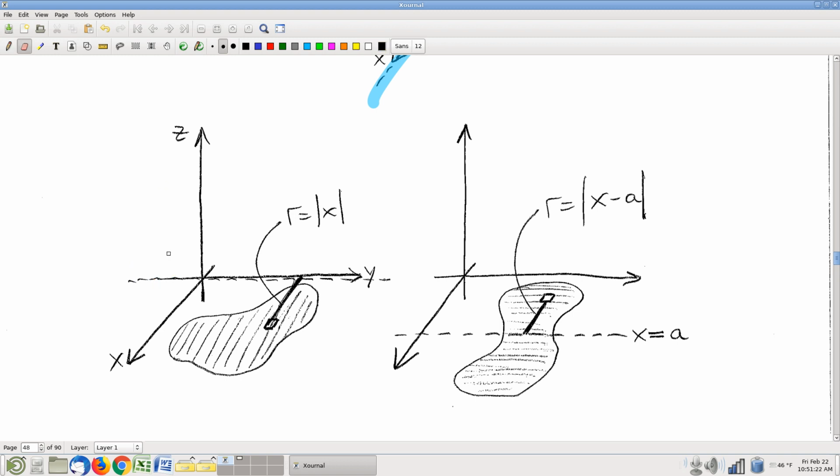What you have to do is draw a picture every time, look at the picture, and infer what is my generic formula from a point on that region to the axis that I'm rotating around in this case. You just got to look at it every time.